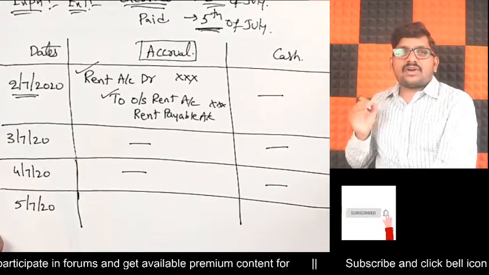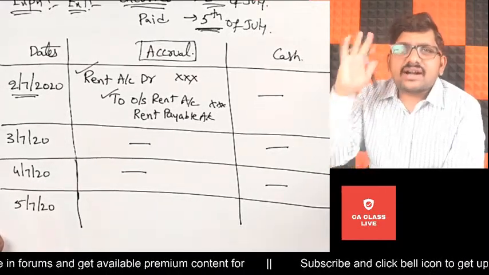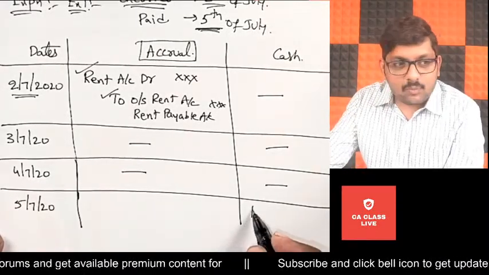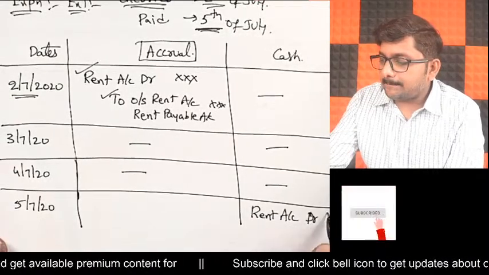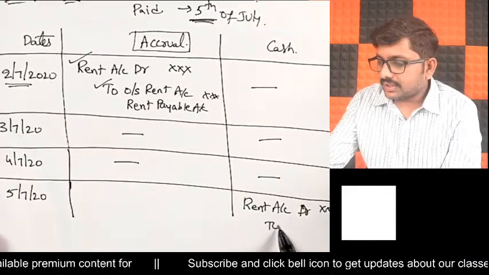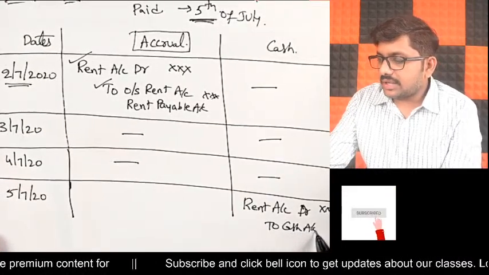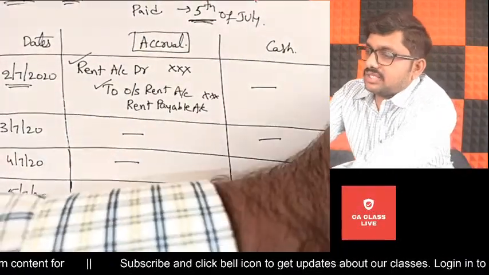Cash system says you have to recognize your expense only when it is paid. Now, you are paying. Recognize your rent expense. As per cash system, I can say rent account debit to cash account.